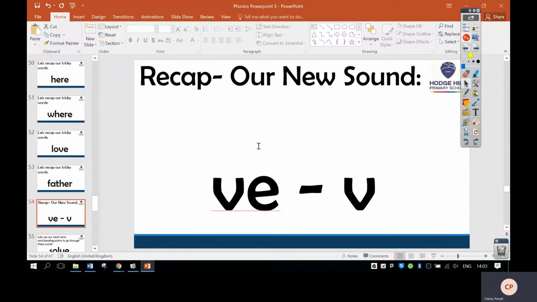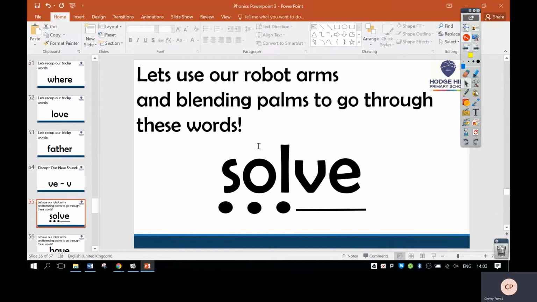Okay, let's recap back over our sound from today. So remember, it's the V sound, but the graphemes we use to write down the sound are V and E. Right, get your robot arms and blending palms ready. We're going to go through some words with the V sound. Let's start with this one first.